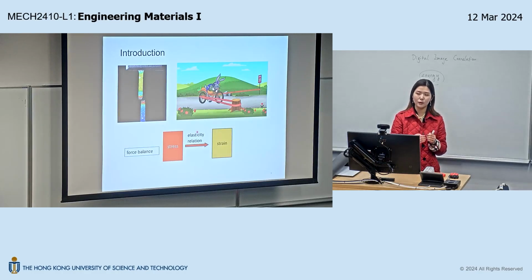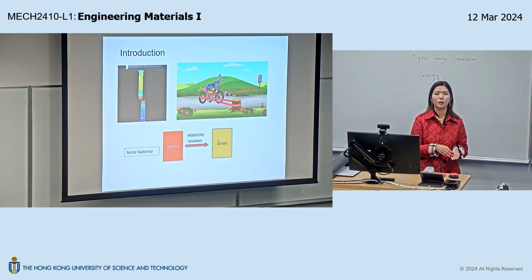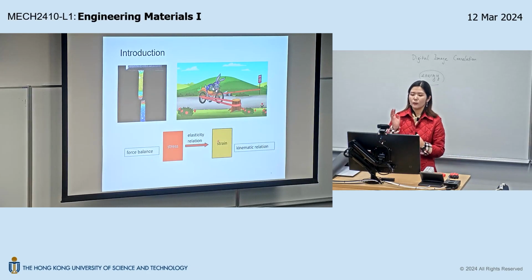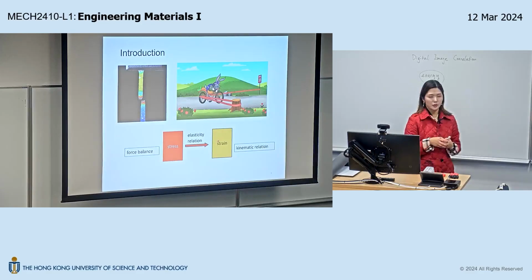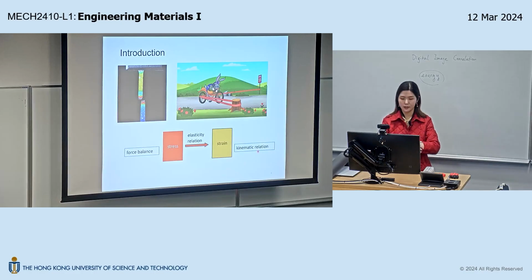We know that metals are one of the most important engineering materials, and one of the most important mechanical constitutive relations is the elasticity relation for metals. Here we will also introduce what the elasticity relation is, and what component of strain and what component of stress are linked by this elasticity relation. And what do we understand about the strain? We understand strain as the kinematic relation.